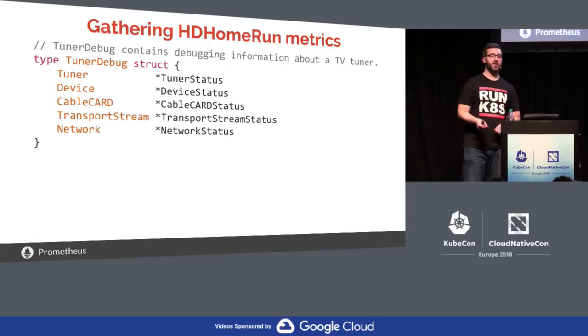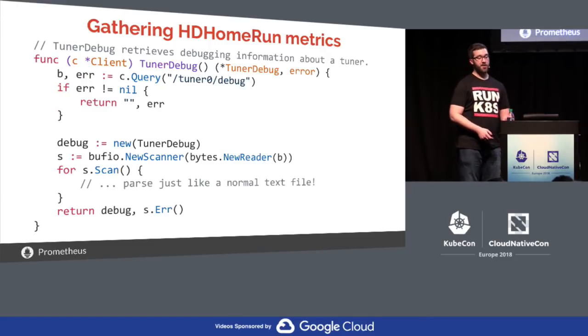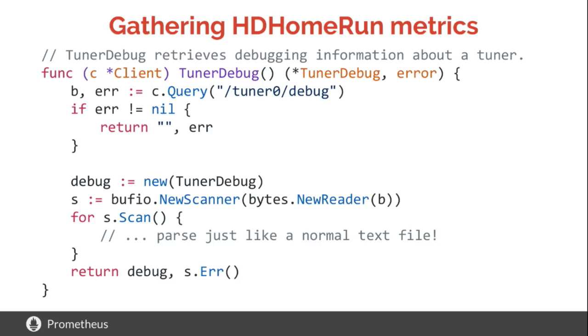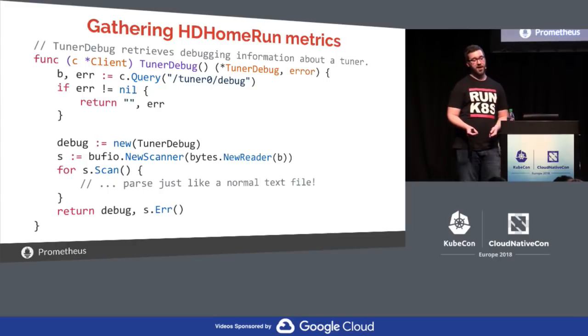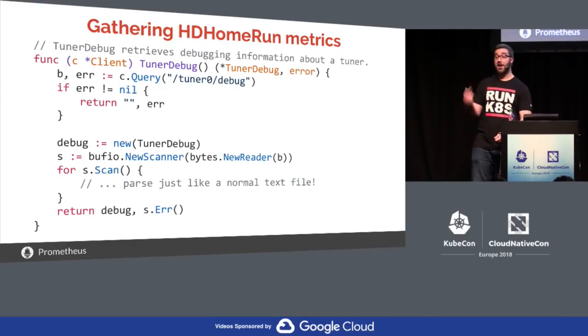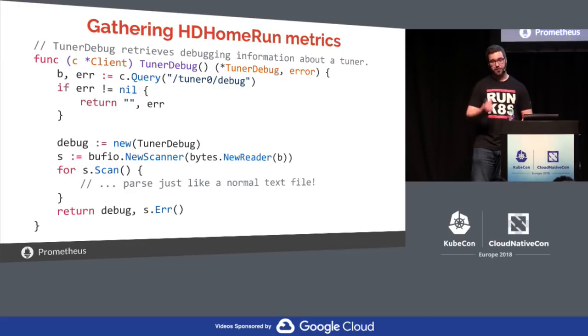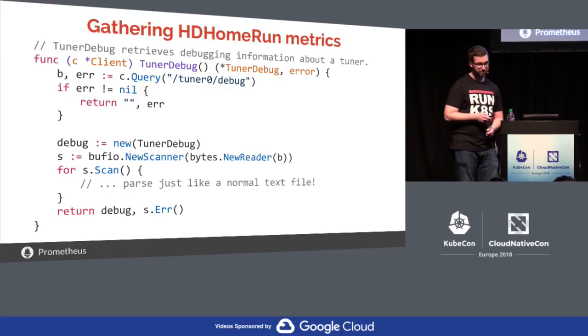But we can do even better than that query function. So we're going to create this TunerDebug type that contains debugging information about a tuner. And then we can add this TunerDebug method to our client type. We query for the debugging information from the device for tuner 0, for example. We retrieve this raw byte slice. And hey, as it turns out, a raw byte slice is a lot like a text file. So it's pretty much just the same routine as we did last time. We wrap the byte slice in a bytes reader so it adapts to the io.Reader interface. We can put an io.Reader into a bufio.Scanner, scan through the file, and hey, we're all done.